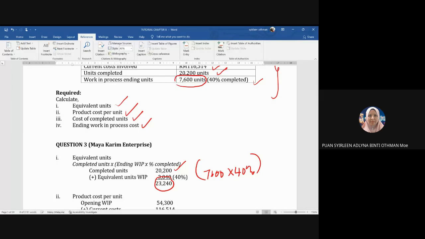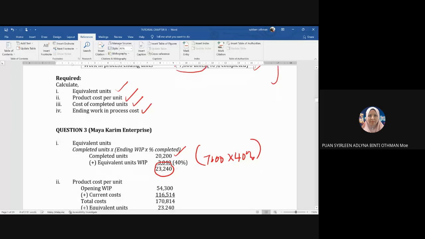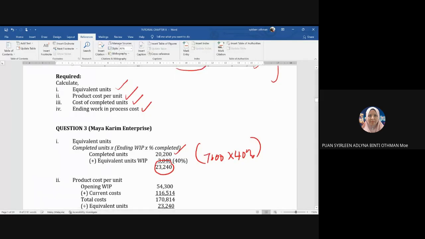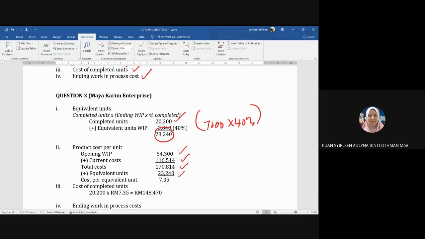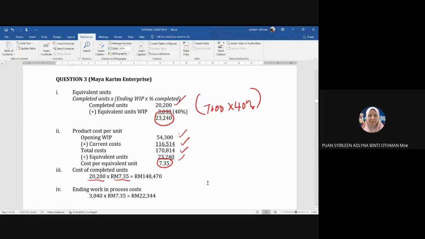Okay. So kita nak kira cost. So opening 54,300. Campur current cost, dapat total cost. Bahagi 23,240. So satu unit is RM7.35. Okay. So cost completed RM7.35 tadi. Darab units completed 2,200. So saya dapat 148,470.